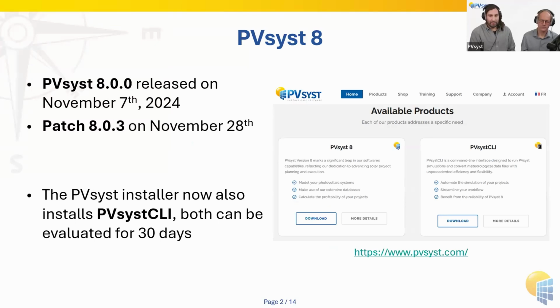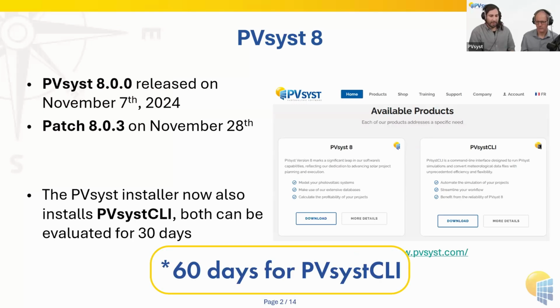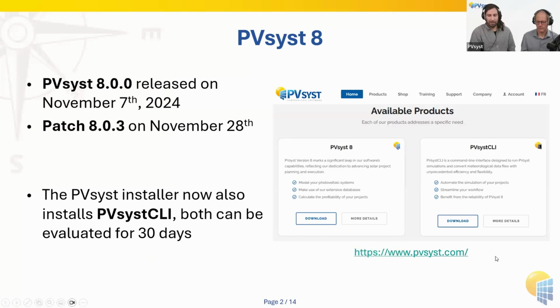PVsystCLI 8 comes with many large improvements, and we also had to change a little bit the logic behind how things work in PVsystCLI, so I'm glad to present this today. The installer of PVsystCLI 8 also comes with PVsystCLI, which stands for Command Line Interface, and Bruno will tell us all about it. And both can be evaluated for 30 days, so you can download it now and just start using it directly. You can go to our webpage, and it's going to be very easy to find where to download this.